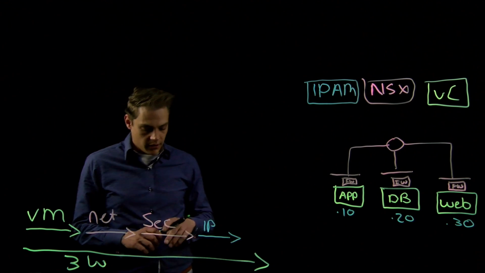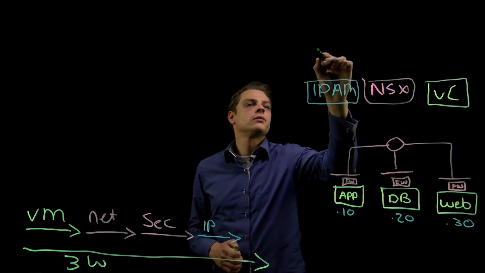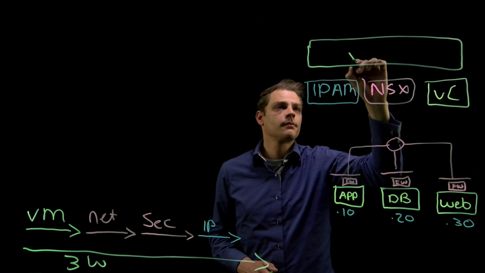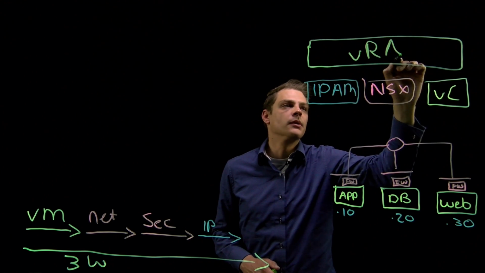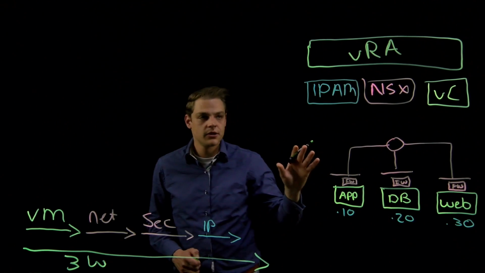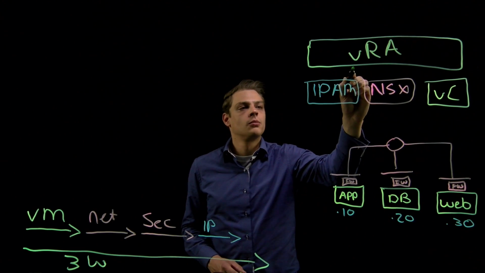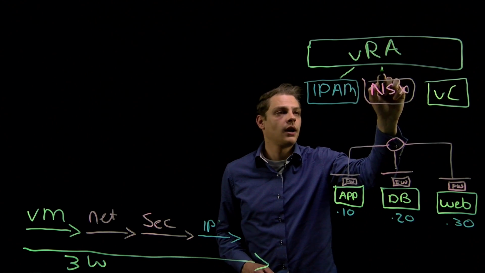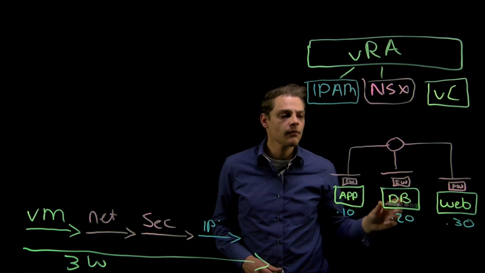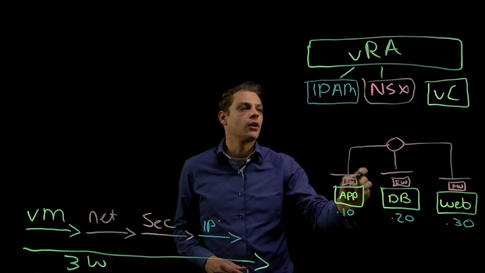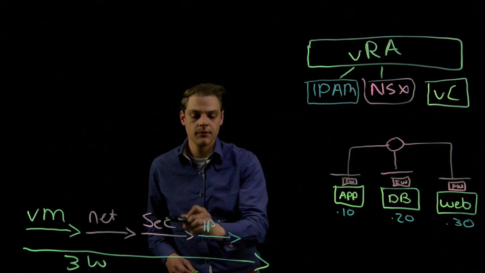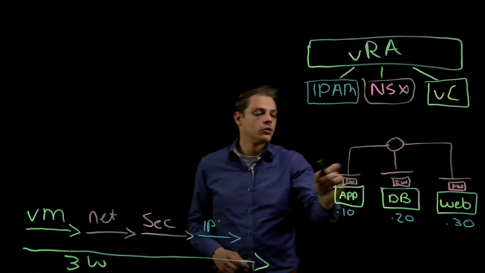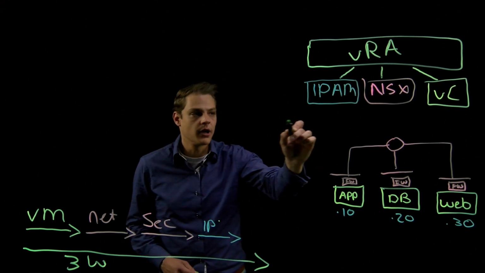In order to speed this up, we can use a so-called cloud management platform, vRealize Automation. vRealize Automation can be used to communicate with the IP address management system for obtaining the IP addresses, to NSX, to create the networks and the firewalling, so the networking and the security, and to vCenter to deploy the virtual machines with the earlier obtained data from the IPAM and NSX.